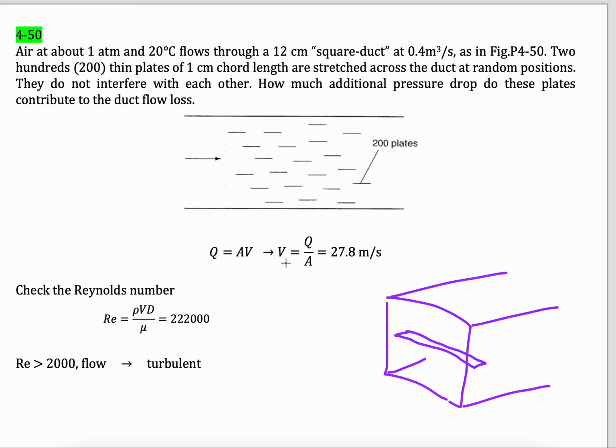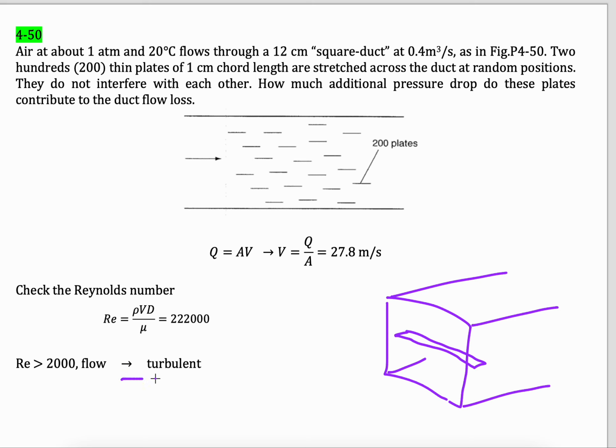So we could calculate the velocity. We know that Q is equal to AV, so the velocity is the flow rate divided by the area. The area is 12 centimeter times 12 centimeter, so it is 0.12 times 0.12. So we have 27.8 meter per second. And then if we check this one, the Reynolds number is 222,000, which means that it is turbulent.